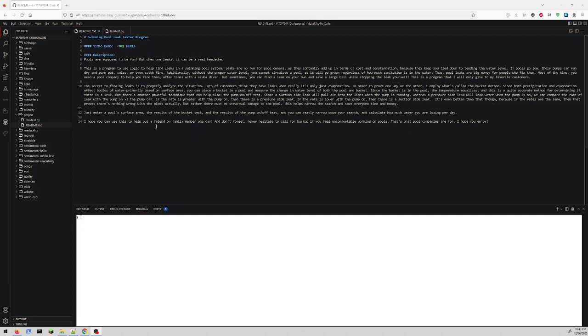what's called the pump on-off test. Because when a pump's on, if there's a leak in the suction side of the system, it'll actually pull air when the pump's on. Whereas if it's leaking from the pressure side, you'll get water seeping out into the ground, or sometimes you can see it, sometimes you can't. Whereas if the pump's off and the rate increases, well, then it's on the pressure side.